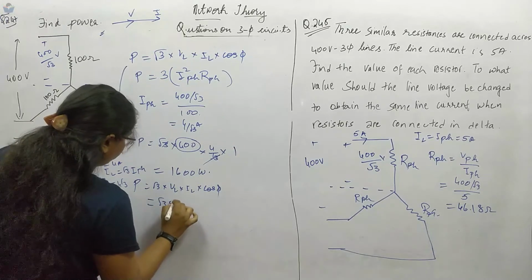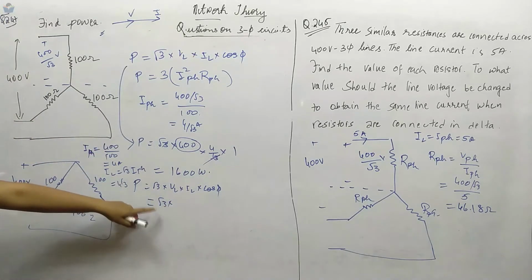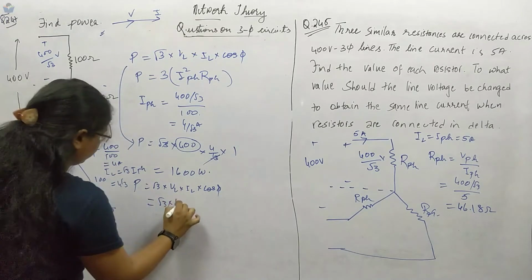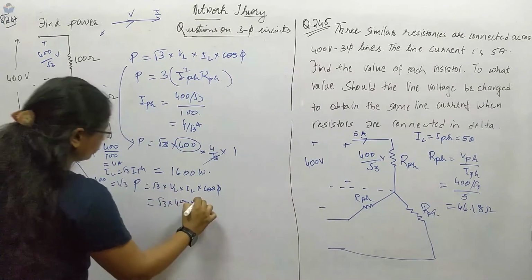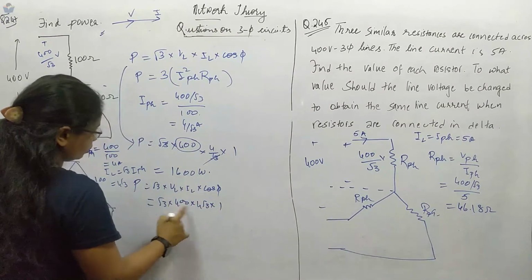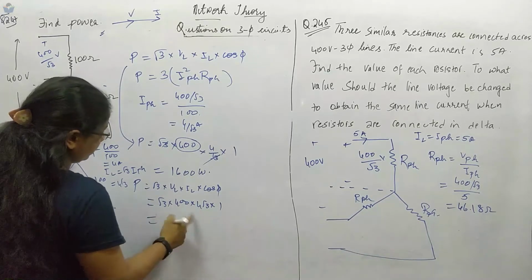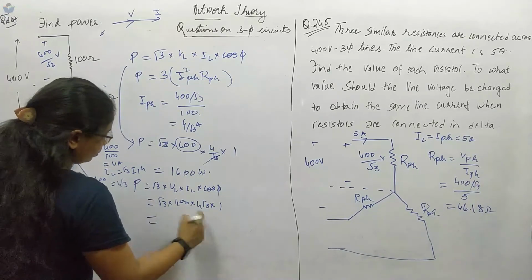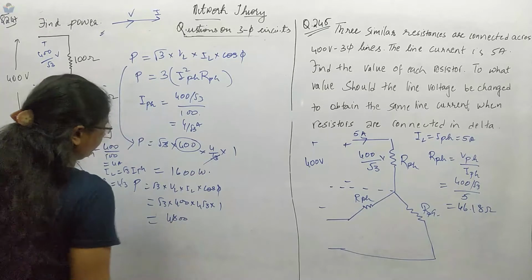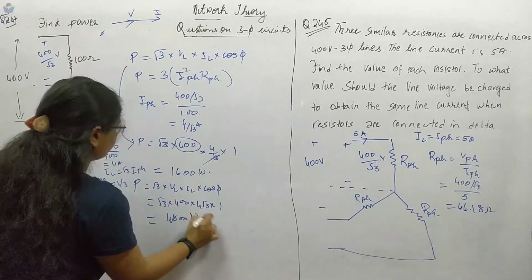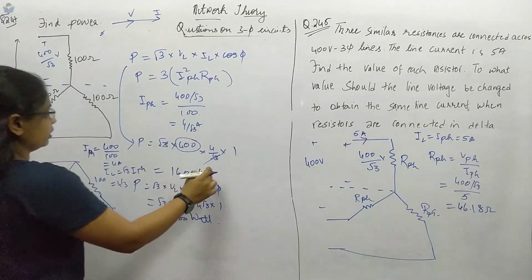Root 3 into VL, how much is VL? 400. And IL is 4 root 3. Cos phi is 1. So 4 4s are 16, 16 into root 3 into root 3 is 3. So it is 4800 watts. So here also it is watts.